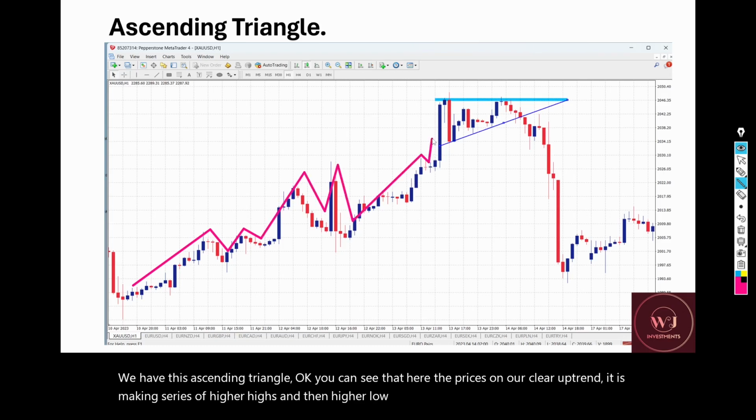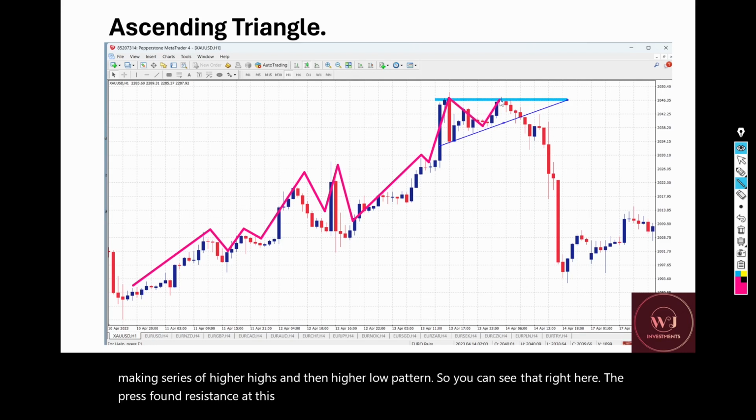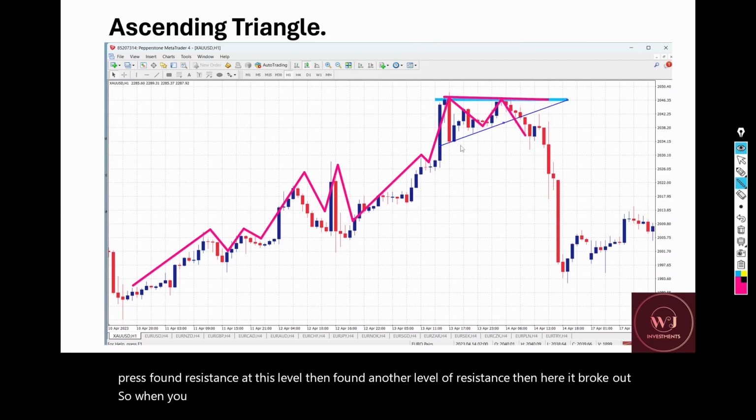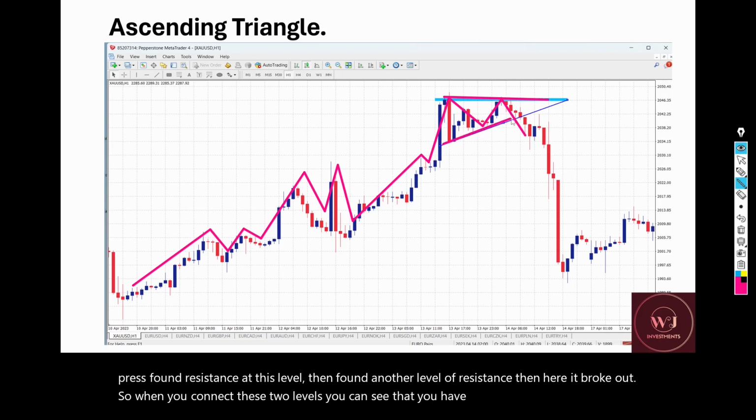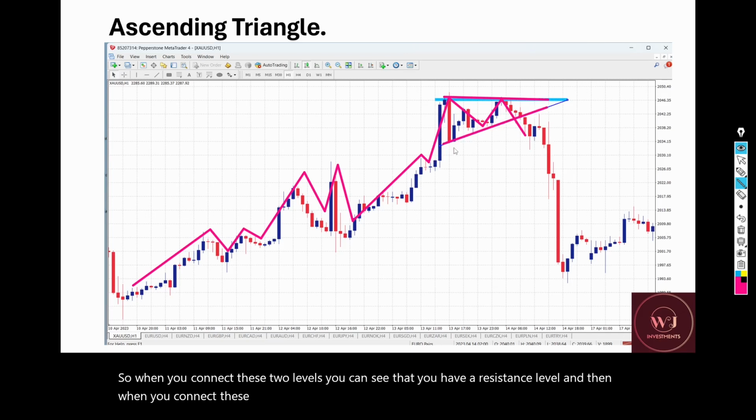So you can see that right here the price found resistance at this level, then found another level of resistance, then here it broke out. So when you connect these two levels, you can see that you have a resistance level, and then when you connect these lows, you have the lower highs, okay.